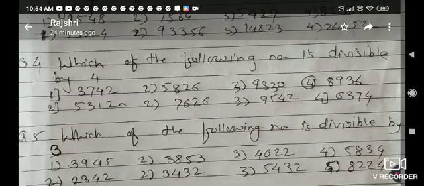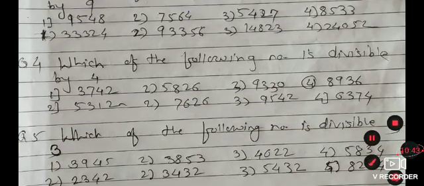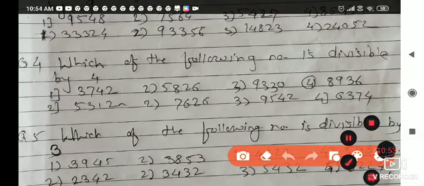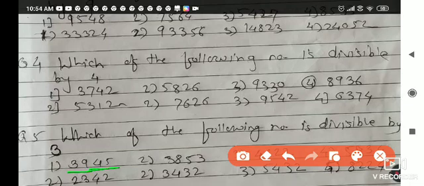Okay. Now the last question, number 5, where we have to check whether these numbers are divisible by 3 or not. So here, as we know, we have to do the addition of the digits. So 3 plus 9 is 12, 12 plus 4 is 16, and 16 plus 5 is 21. So 3 is in the table inside 21, and that's why this number is divisible by 3.